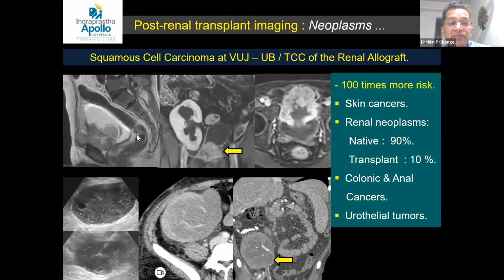This is another example where malignant transformation is also at times seen. It can be squamous cell carcinoma, as in this case you can see a focal mass lesion at the site of the bladder and the transplant ureter, which is showing intense enhancement. This is another example where you can see the renal hilum is completely lost. You don't see the renal hilum at all because the hilum is completely obliterated by this lesion, and the transplant kidney also shows abnormal enhancement and appearance.